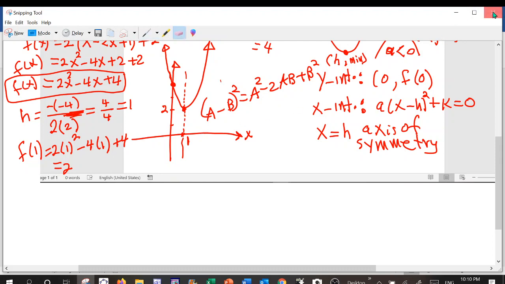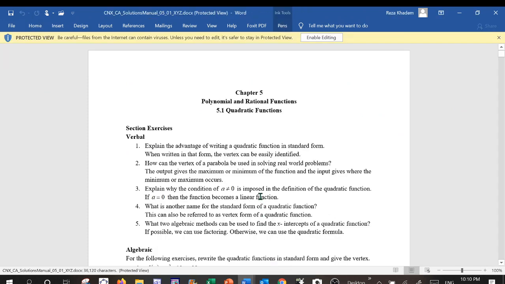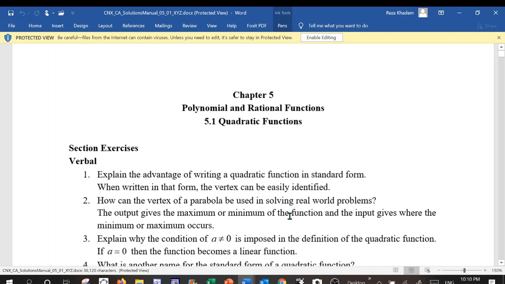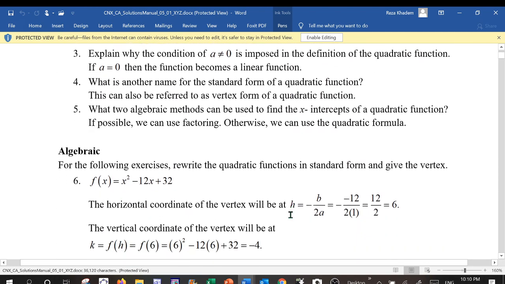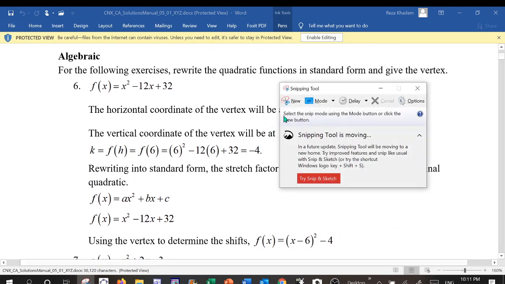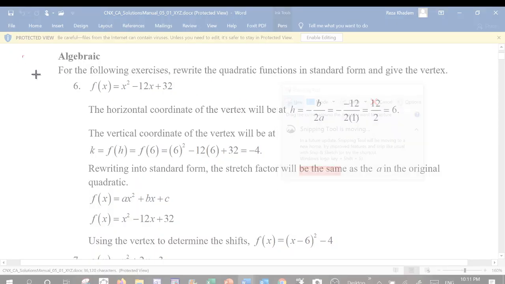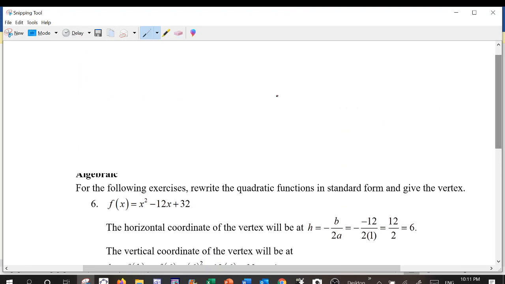Okay, now that we understand what is going on here, we're going to go to this section and make it a little bit bigger so we can see what's going on. Maybe that big. I'm going to start with number 6. It says, for the following exercises, rewrite the quadratic in standard form. So let's do that. We are going to write this in standard form. In what form? In this form.